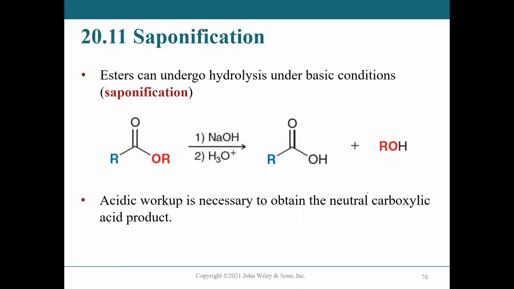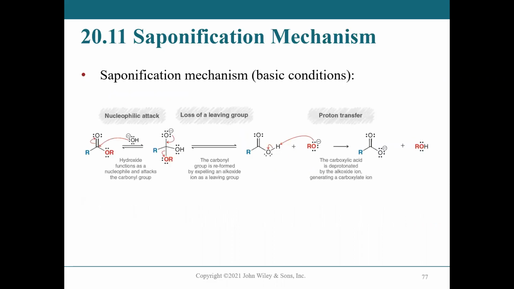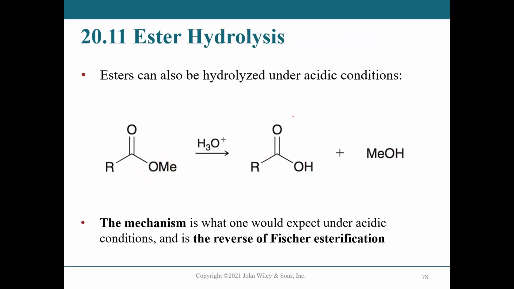Esters can undergo hydrolysis under basic conditions. This is called saponification. This is how you can make soaps. And let me see what page they put that on. So this is on page 927. With saponification, you have this ester group, and we're going to make this carboxylate ion. And these are used in soap. So we have a nucleophilic attack, followed by loss of a leaving group, and then a proton transfer.